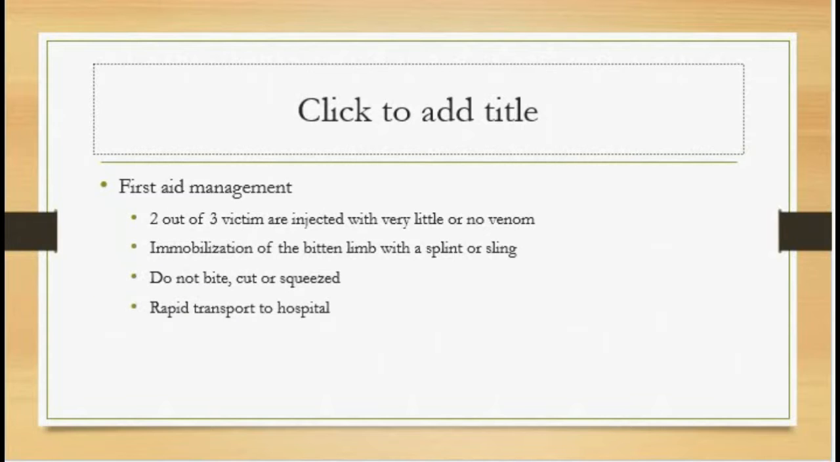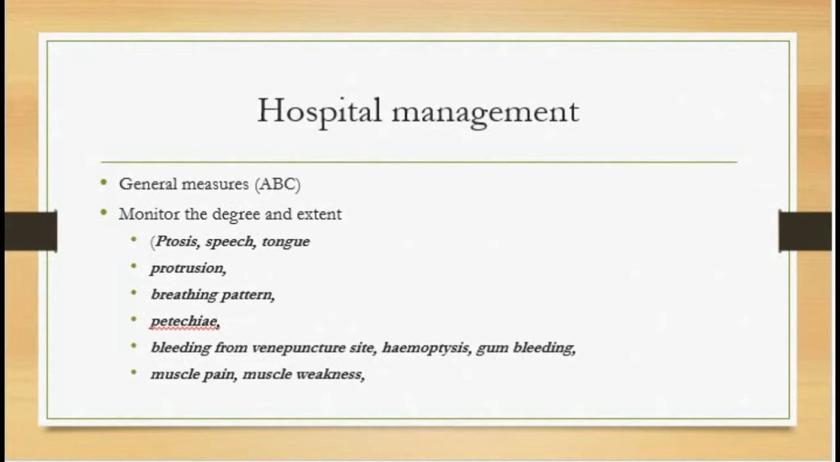For the first aid management, 2 out of 3 victims are injected with very little or no venom. So immobilize the bitten limb with a splint and sling, and do not bite, cut, or squeeze it, and we must rapidly transfer to the hospital. So one more time, for the general measures, we need to do ABC: airway, breathing, and circulation, and we need to keep monitoring the degree of severity and extent.